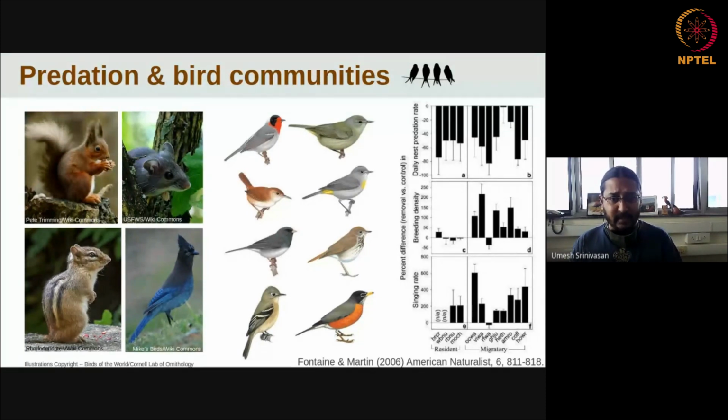So in C, you can see there are 3 species where the breeding density is actually lower when the predators are removed than when predators are present. Now, overall, this study shows that bird communities can be influenced by predation, and can respond to predation by deciding whether to nest and breed in particular places, and by deciding whether to sing, how loudly and how often. But in this case, it looks like 3 species that are residents where the densities are actually lower in the absence of predators.